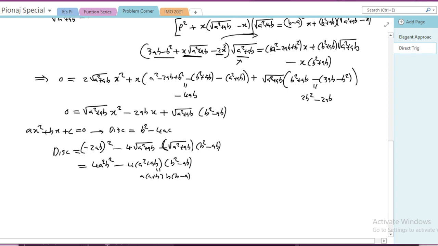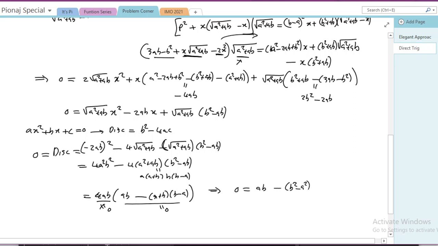And for this to have a unique solution, we want the discriminant to be 0. So you can write this as 4ab, ab minus a times b, b minus a. So they are not 0, so we must have this to be 0. Since this is not 0, this implies that 0 is equal to ab minus, now we can use difference of two squares to simplify this part. So we can write it as b squared is equal to a squared plus ab.